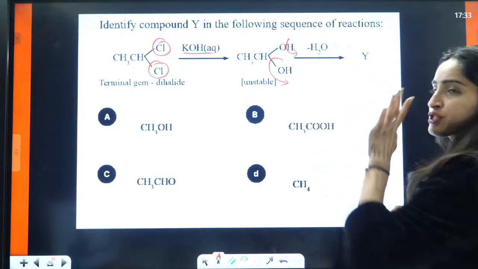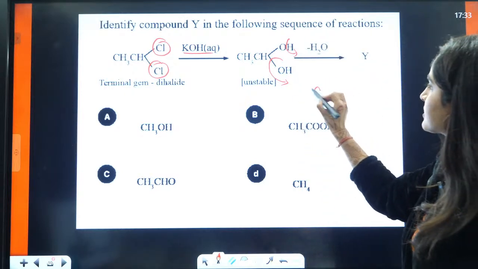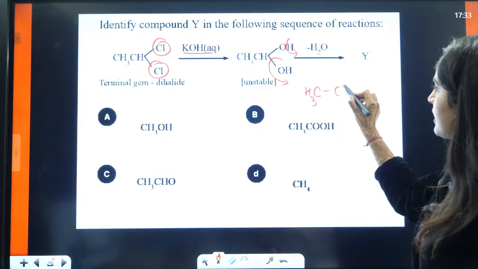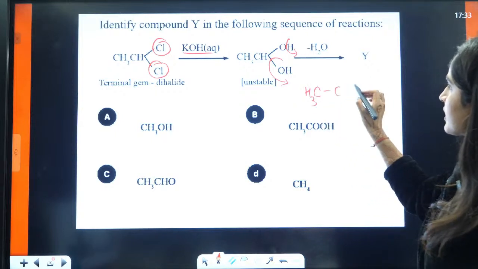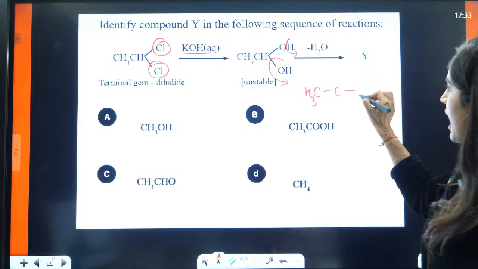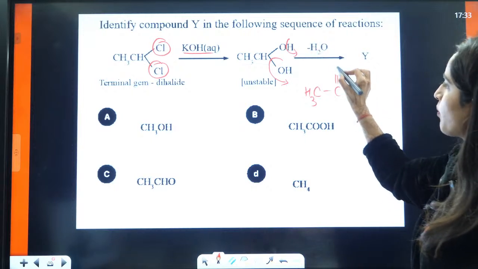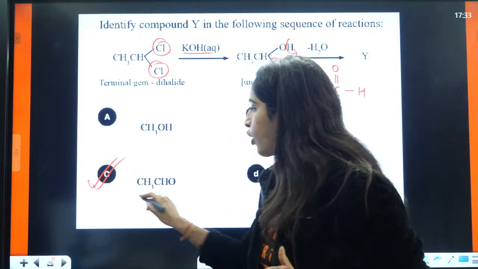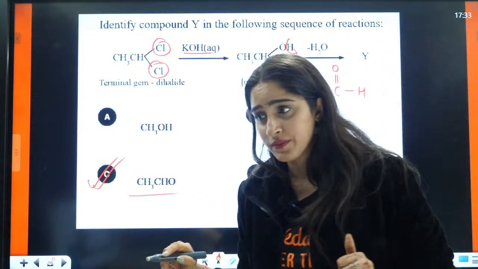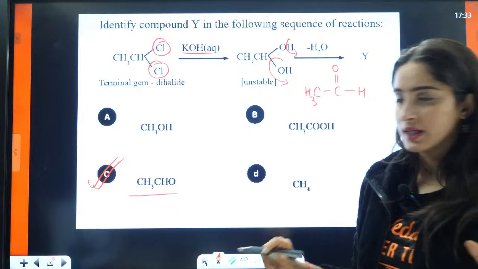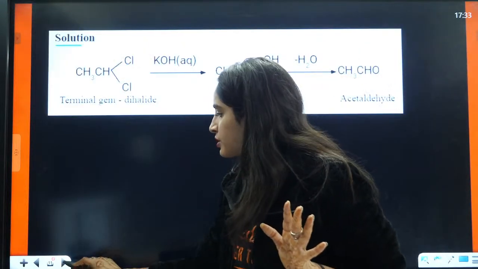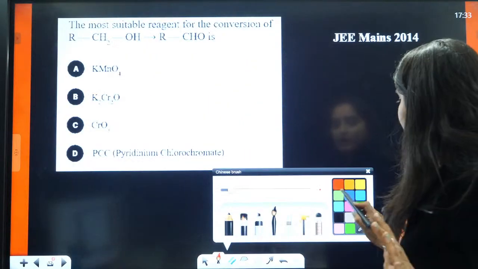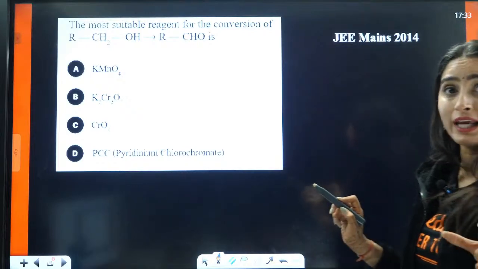OH from here, H from here, and then you will get CH3, CH, and this here will be your double bond O. You will get CH3CHO, that is C, which will be your correct answer, right? Very good. C is going to be the correct answer. Very, very good, right? Now, the next question is a 2014 question.